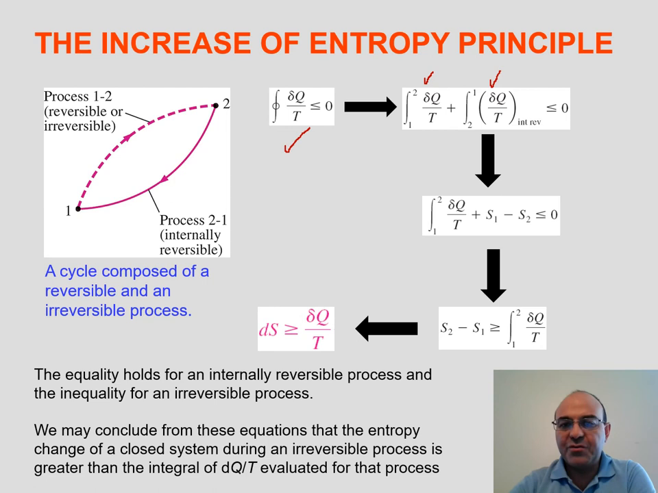However, the integral from 2 to 1 of delta Q over T for an internally reversible system is actually the definition of entropy that we had in the previous slide. So the second integral here is equal to S1 minus S2, the delta S from point 2 to 1. So we end up getting that the integral of delta Q over T from point 1 to 2 plus S1 minus S2 must be equal to 0 or smaller than 0. As a result, if we rearrange these terms and move entropies to the other side, we get that S2 minus S1 is greater than or equal to the integral of delta Q over T from point 1 to 2.